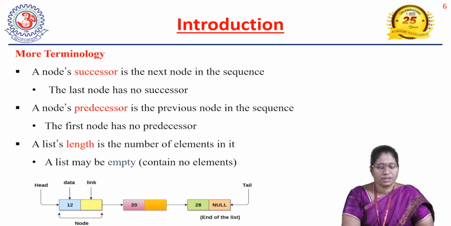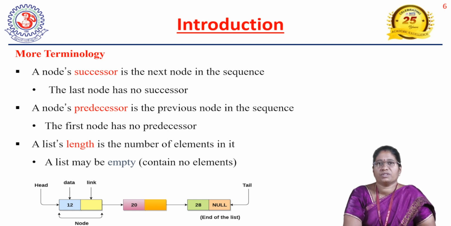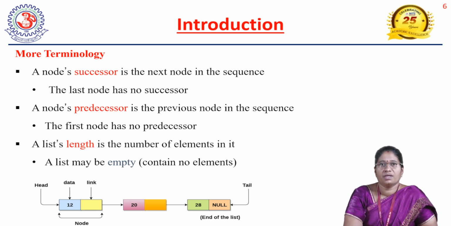So after that, what is the main thing? What are the main terminologies we are going to use for the linked list? Basically, if you consider a list, a successor will be there. Successor mentions what is the next node in the sequence. So we can say it is the successor. All nodes have a successor except your last node, which does not have a successor.